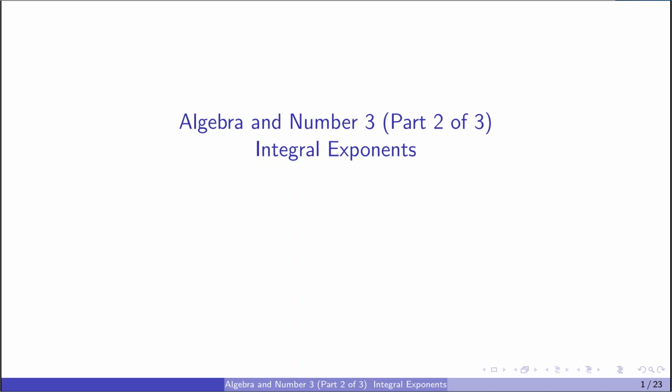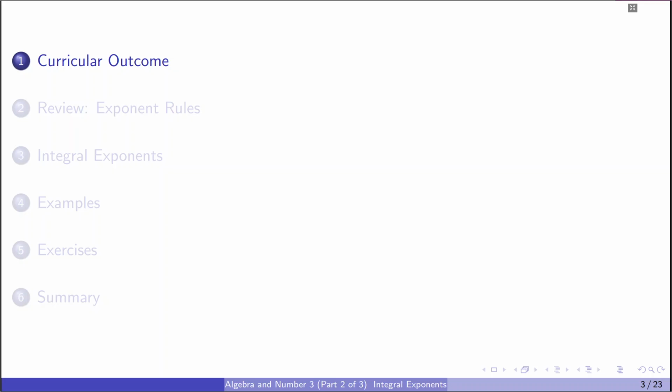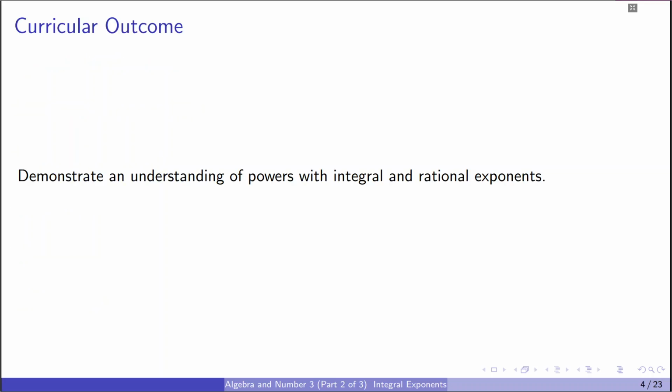Hello, welcome to our next video. This time we're looking at integral exponents. So our outcome is still demonstrating an understanding of powers with integral and rational exponents.